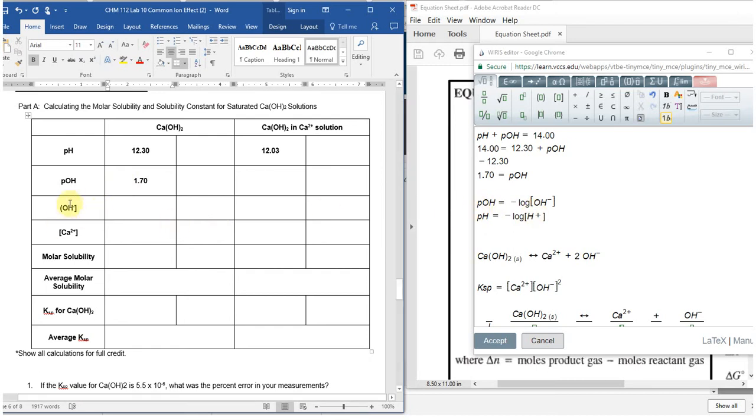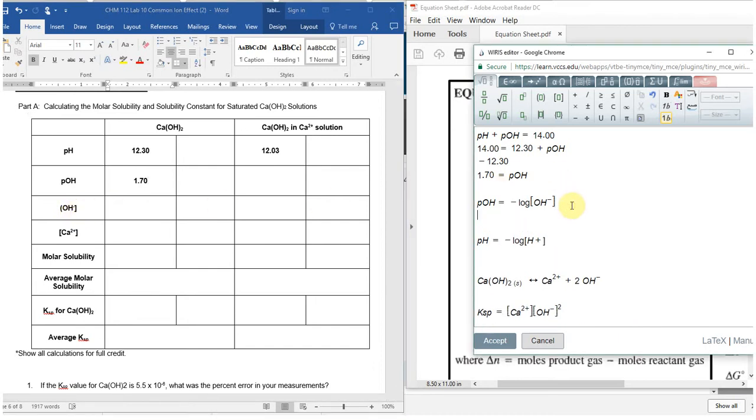Now, we can easily go from pOH to the hydroxide ion concentration, because we know that pOH is equal to the negative log of the hydroxide ion concentration. So here we have our 1.70 is equal to the negative log of the hydroxide ion concentration. We're going to multiply by a negative 1, and you end up getting negative 1.70 is equal to the positive log of the hydroxide ion concentration.